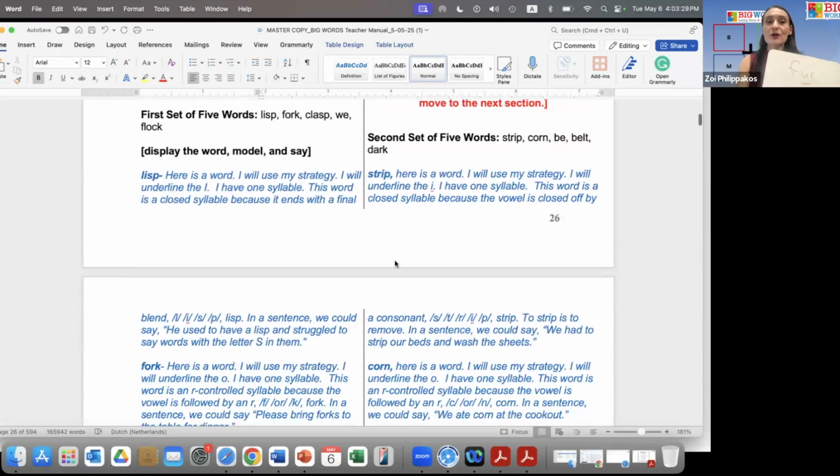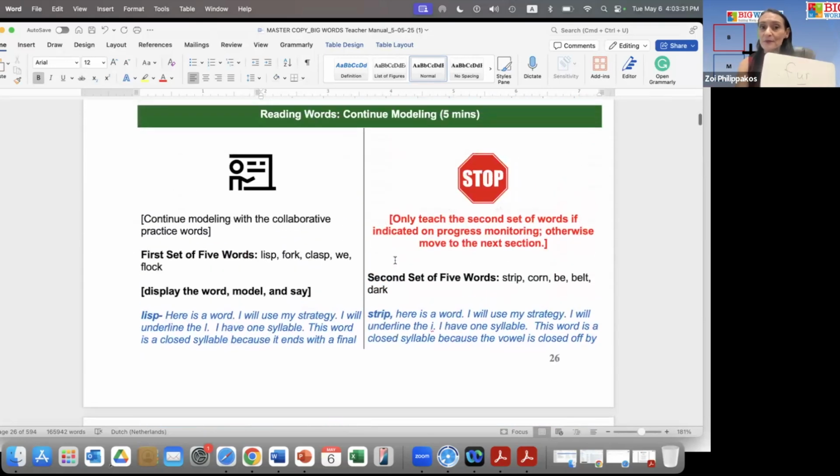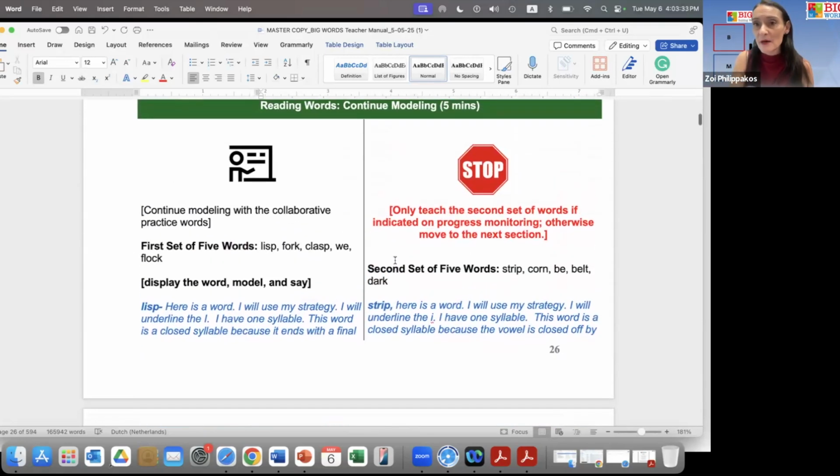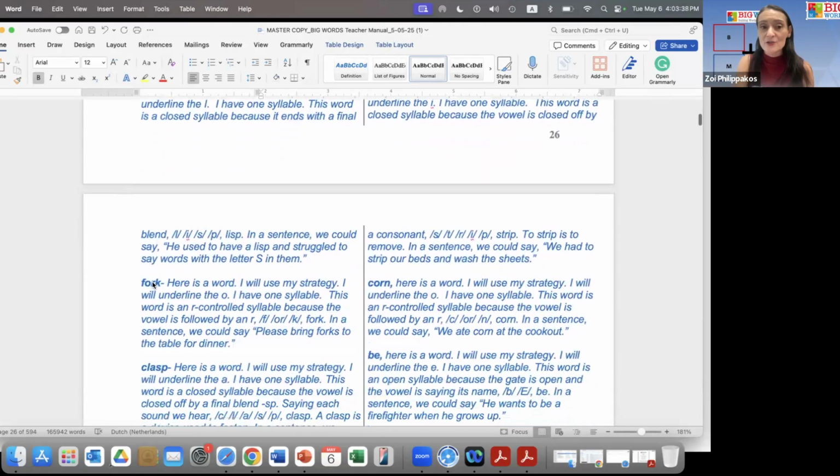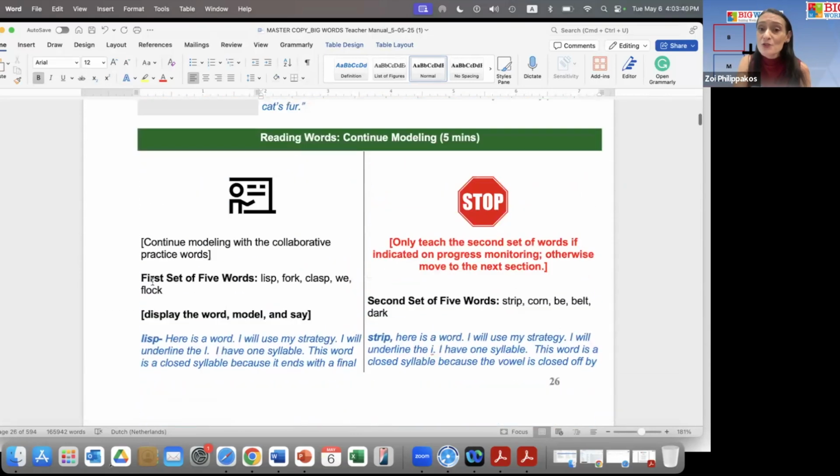Fur. Very good. So now let's continue. At this stage, the teacher will continue the modeling, and you can see that we provide you exactly with the language that you will be using. So everything is written. You also see that we have a second set of words.